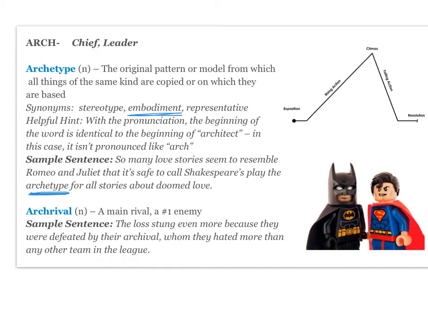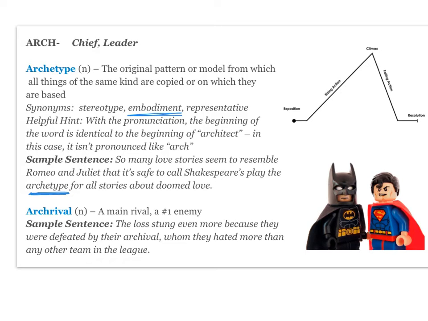So I'm going to talk about archetypes first in terms of literature or storytelling. So Romeo and Juliet is like the original love story where lovers are doomed and they fall deeply in love and then they die, right? And then there's a lot of other stories that are based on that. So we call that the archetype. It's like the original pattern.